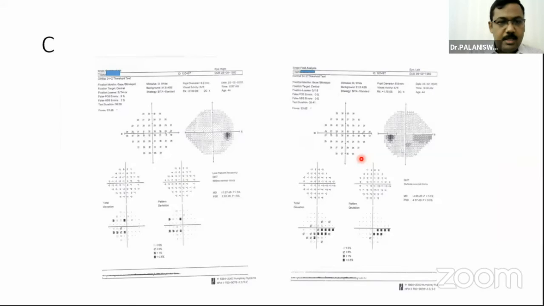Coming to the next example, your fields are not reliable. There are a few depressed points in the nasal part. GST is within normal limits. PSD has not been flagged. Coming to the left eye, indices are okay. Depressed points in the inferior and nasal part. GST outside normal limit. PSD has been flagged.